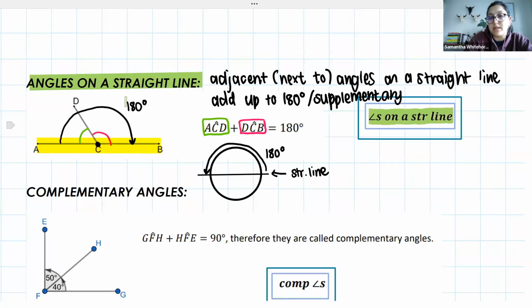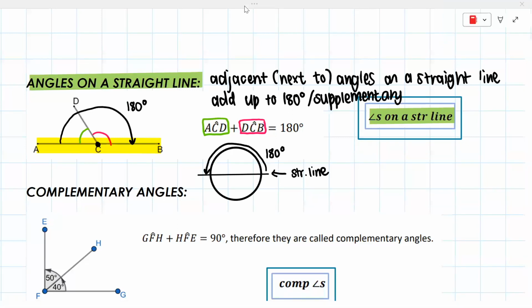The reasons I'm putting in these little blocks on the side. Our reason that we would use for this statement is angles on a straight line.